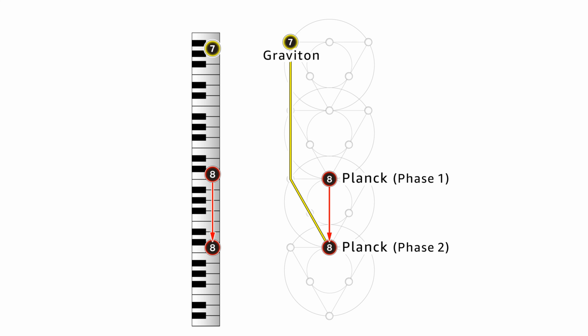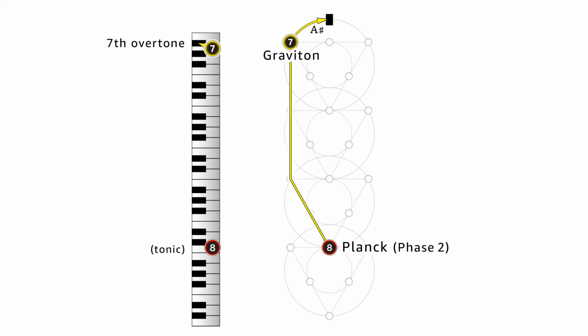When the Planck particle of phase 2 is considered to be the tonic, the graviton represents the seventh overtone, as illustrated. As already discussed, the seventh overtone is a slightly different pitch than standard pitches. In other words, the seventh overtone is not restricted in the standard framework. Related to this, as discussed in this section, the graviton goes into the extra dimension. Other particles cannot go into the extra dimension. In this context, the entrance to the extra dimension is represented by the seventh overtone. Therefore, all black keys, which represent the extra dimension, are all represented by point 7.